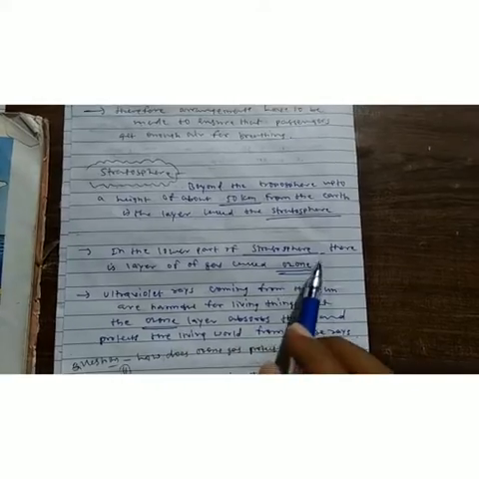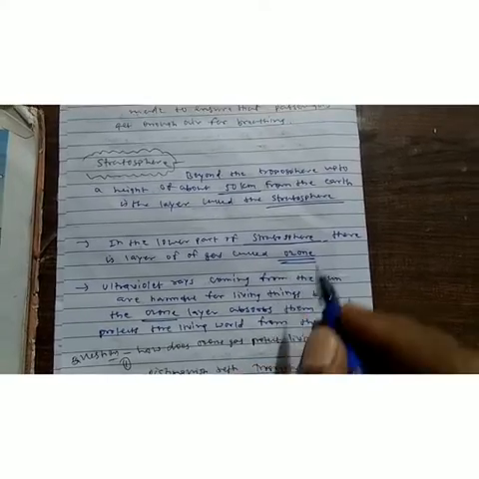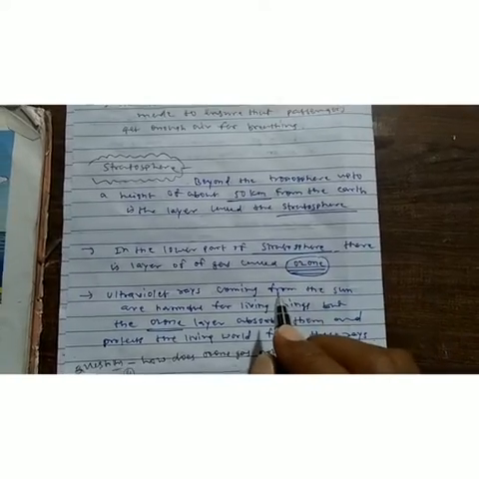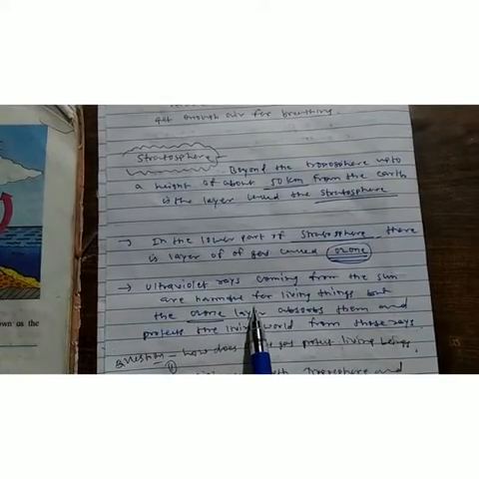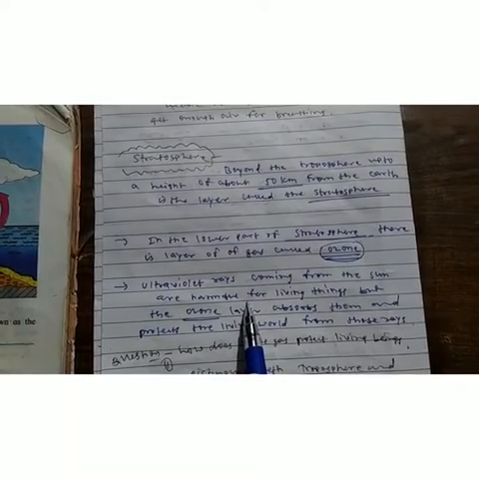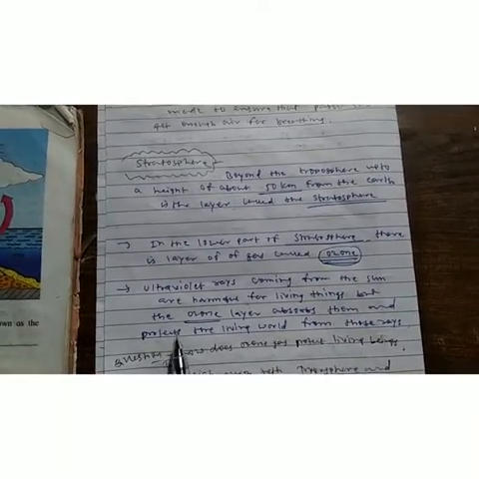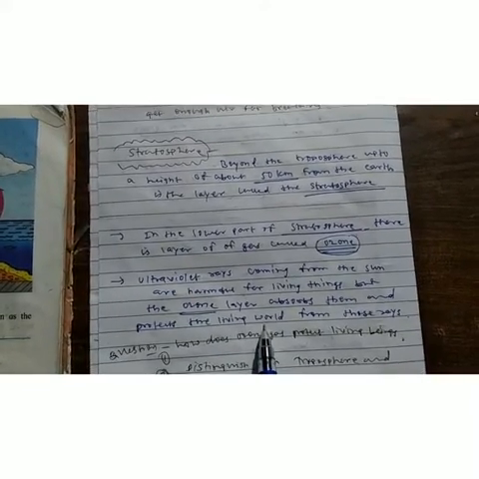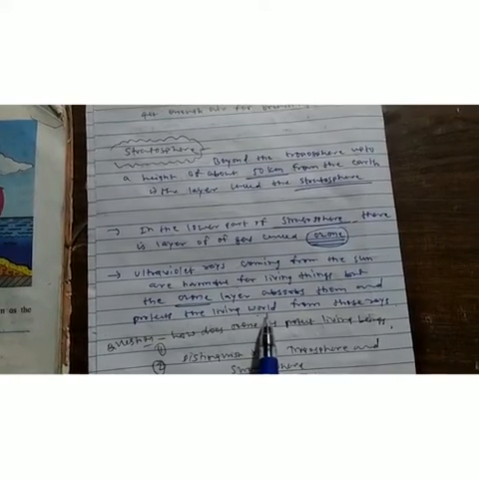Now in the lower part of the stratosphere there is a layer of gas called ozone. It's very important that you understand what the ozone gas is and what its use is. Ultraviolet rays coming from the sun are harmful. The sun always gives out some ultraviolet rays, and they are very harmful for all living beings, for living things. But the ozone layer absorbs them and protects the living world. Means the ozone layer is a very important gas. It covers the whole earth just like an umbrella.